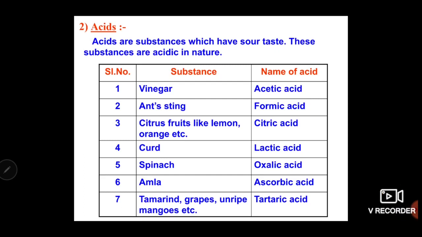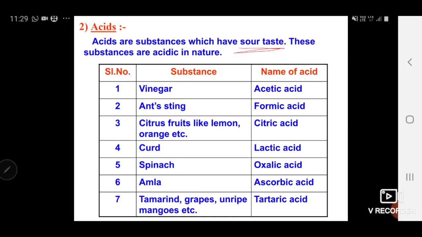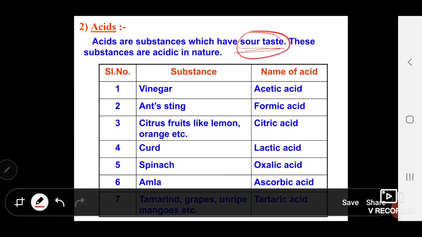Acids. As we know, acids are sour in taste. This is very important, keep in mind: what is the taste of an acid? It is always a sour taste. Previously I taught you a number of examples. It may be amla, vinegar, oranges, or lemon. They are all sour in taste.